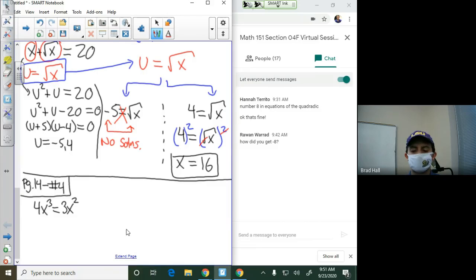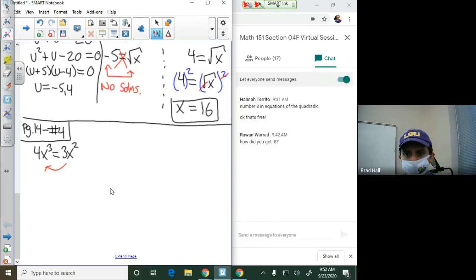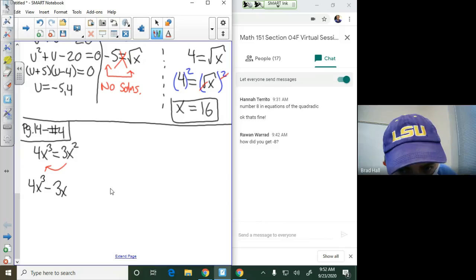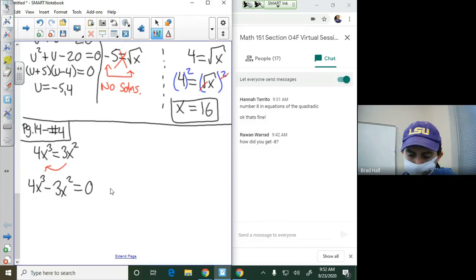So we need to get everything on the same side. I would rather put everything on this side. I'd rather move the 3x squared over because I want the highest degree term to be positive. So I want the 4x to the third to be positive because it has a higher power, so it makes more of a difference. So upon doing that, 4x to the third stays, and now we're subtracting 3x squared to move it over. And now there's nothing on the right-hand side, so we can put is equal to 0.